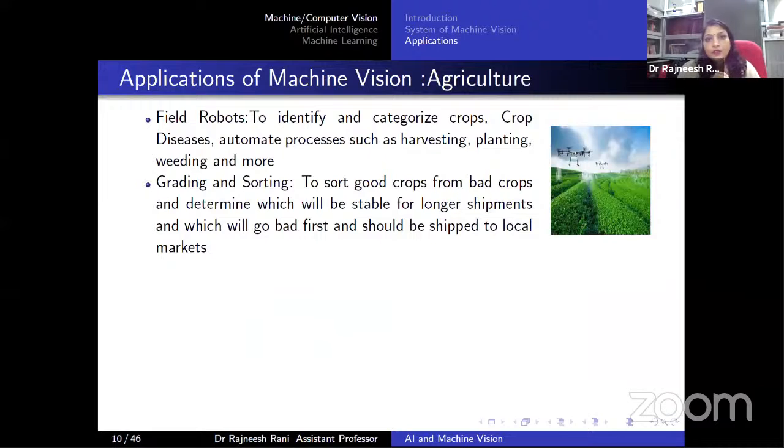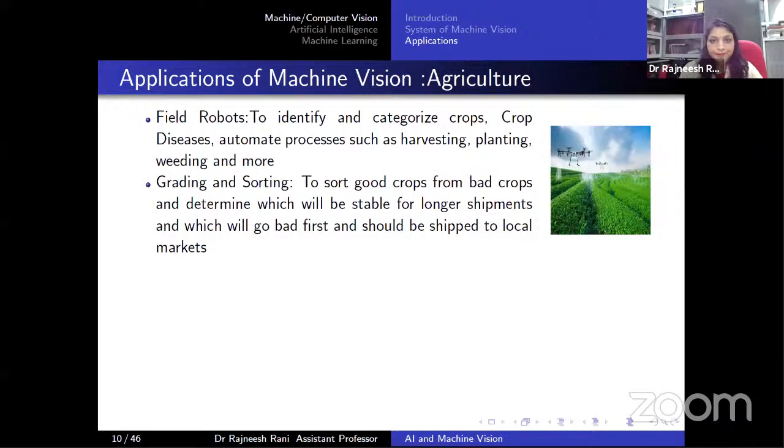Even in today's world, machine vision is also used in the field of agriculture. For example, to identify and categorize crops, then crop diseases, then automating processes such as harvesting, planting, weeding, etc. And also you can use machine vision to sort good crops from the bad crops and determine which will be stable for longer shipments and which will go bad first and should be shipped to local markets.